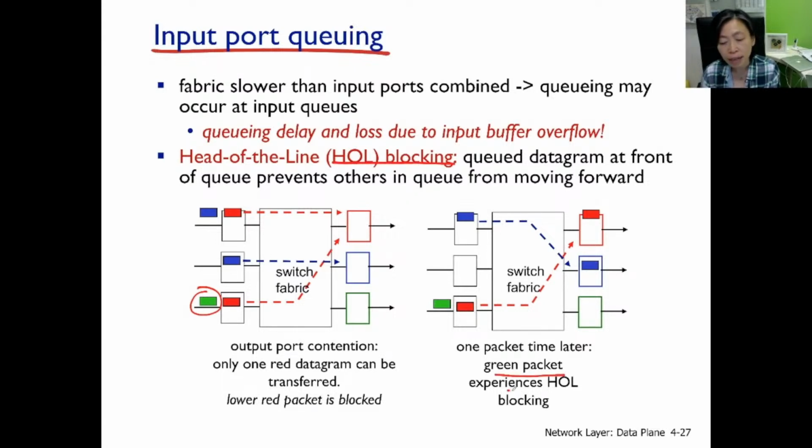Green packet here is experiencing head of line blocking, head of line queuing, because other packets such as the green one are blocked by the red packet at the front. And somehow the output port is not accepting multiple packets coming in at a time.